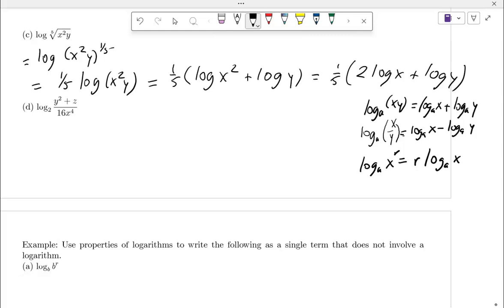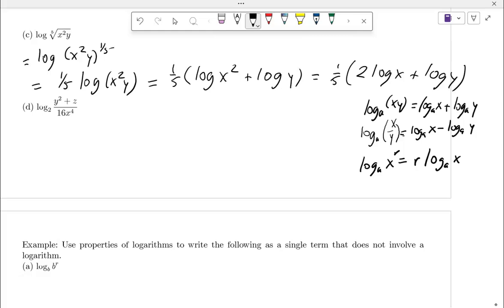So these are the three big properties that we're going to use for logs to help us rewrite, either break it apart or put it back together. And both skills are important. Being able to combine into a single log is going to be important for us when we solve equations later on. Being able to break it down into pieces helps us simplify things. Like I said, it gets rid of products and makes them into sums, gets rid of quotients, makes them into differences, and those kinds of things.